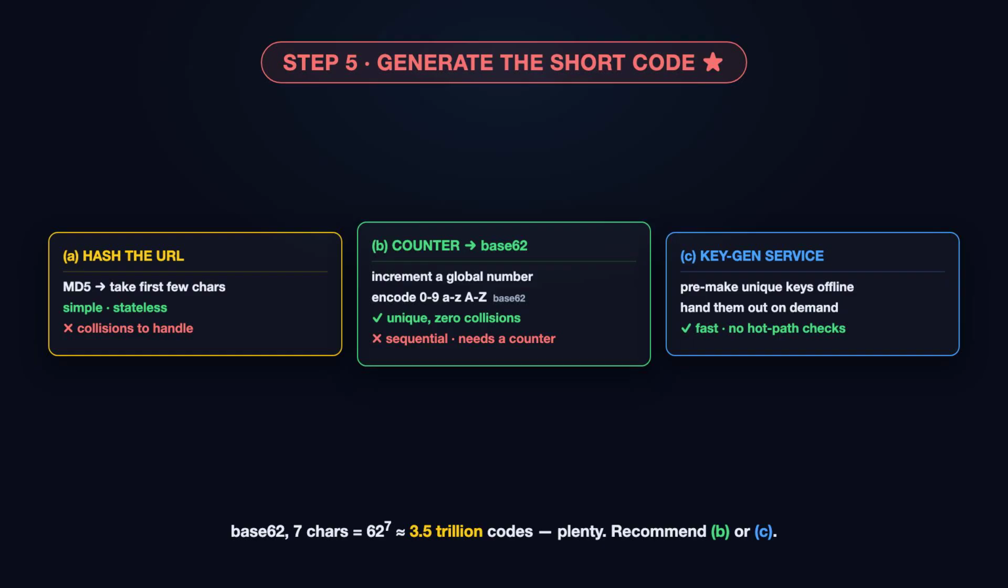Approach 3, a key generation service. A separate service pre-generates a big pool of unique random base 62 keys ahead of time, offline, and hands them out on demand. Creating a link becomes just grabbing the next unused key, extremely fast, no collision checks on the hot path. And here is the number that reassures everyone: base 62 with just 7 characters gives you 62 to the 7th power, roughly 3.5 trillion possible codes. That is plenty of space to never run out with short links.